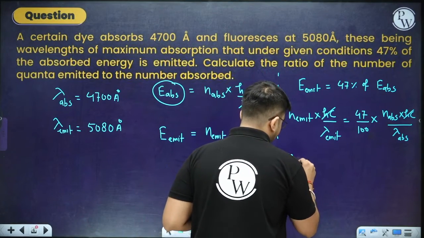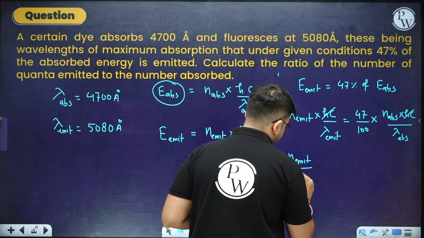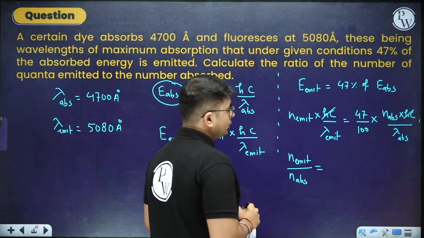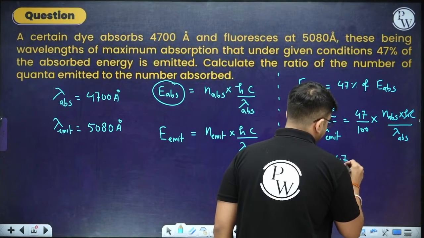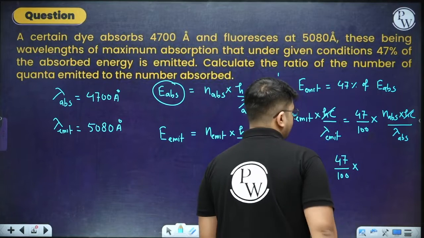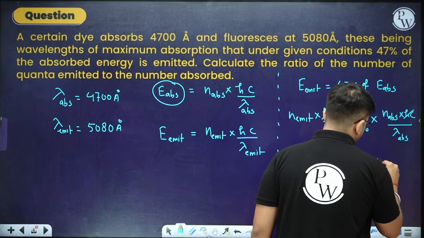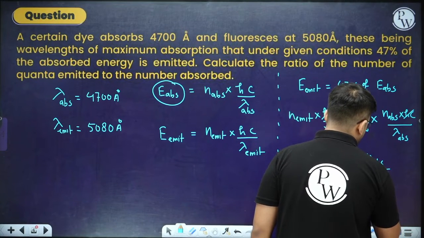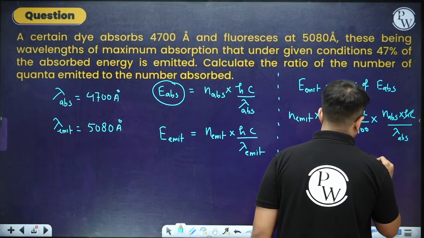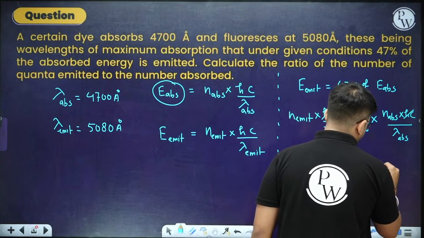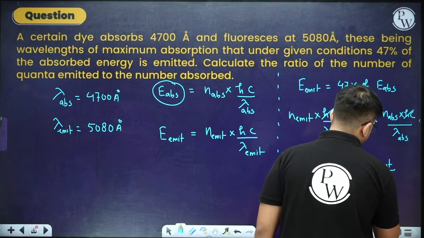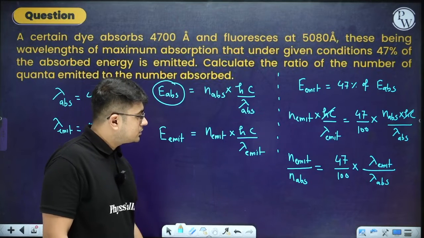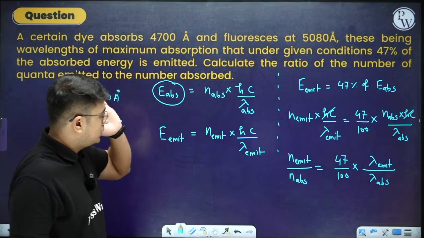So n emitted divided by n absorbed will be equal to 47 divided by 100 multiplied by lambda emitted divided by lambda absorbed. I hope this part is clear. Okay, so we have put the values.